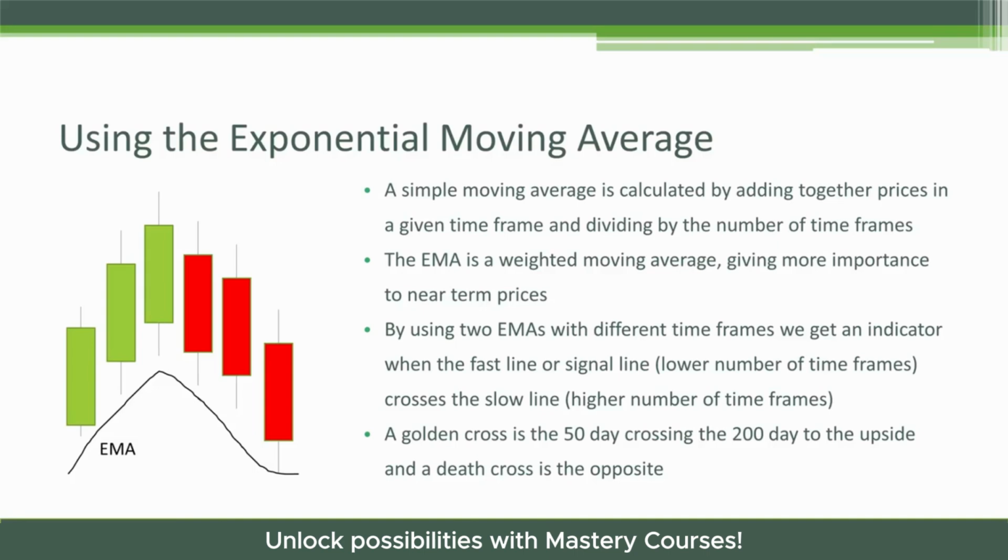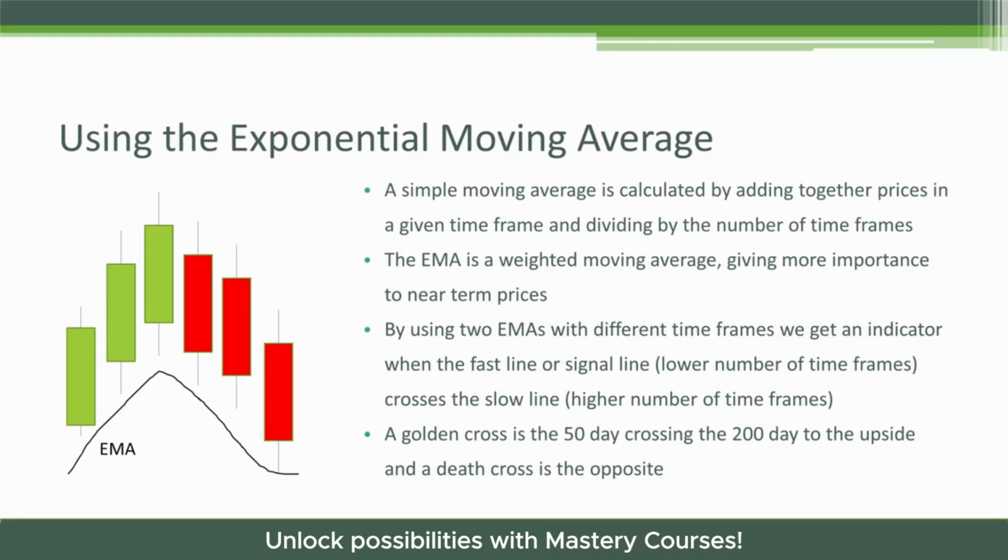We can use EMAs in a couple of different ways. We can use an EMA as a support or resistance indicator, or we can use two EMAs with different time frames to get an indicator that will give us a buy and sell signal. And I'll show that to you on a chart in just a moment, but we'll have a fast line, which will be represented by the lower number of time frames, and we'll have a slow line, which will be represented by a higher number of time frames.